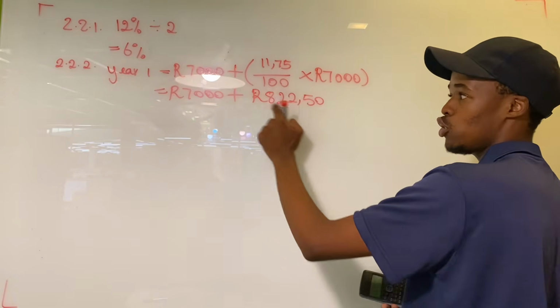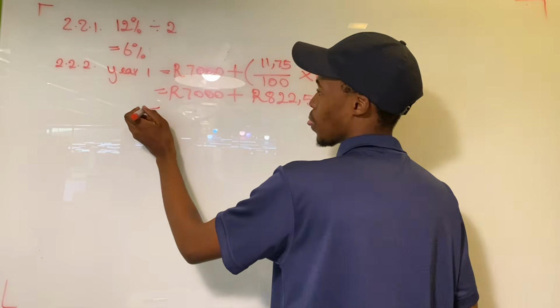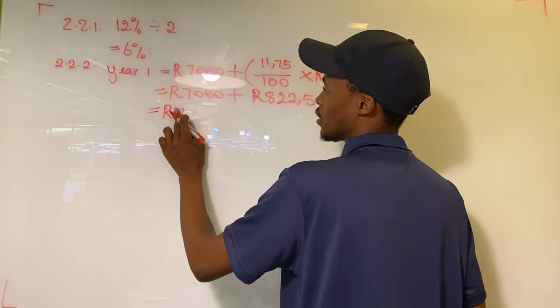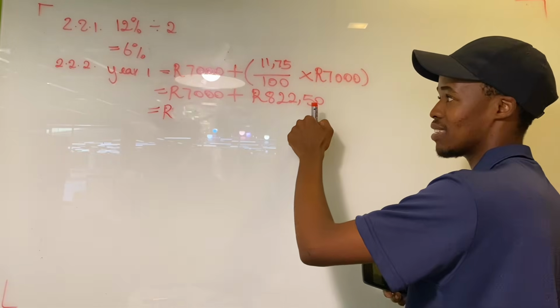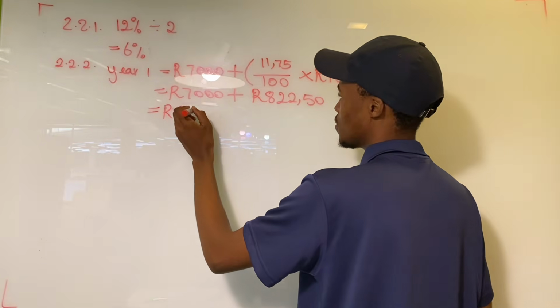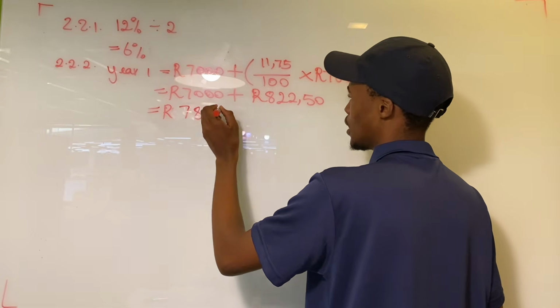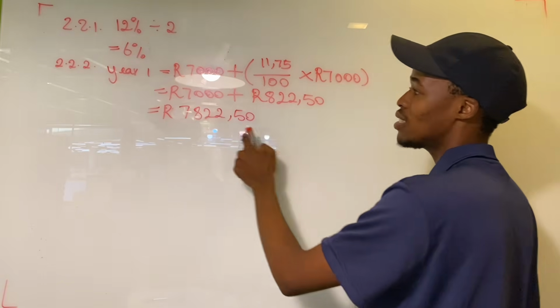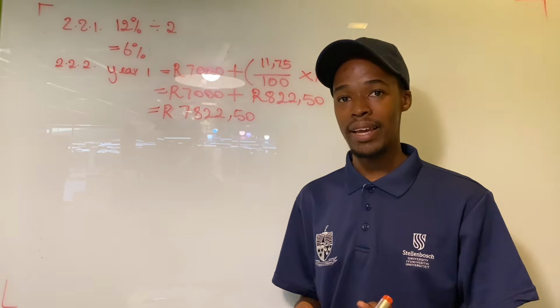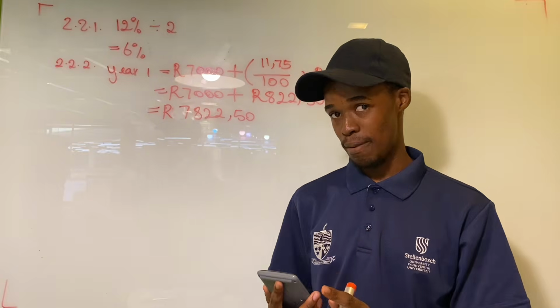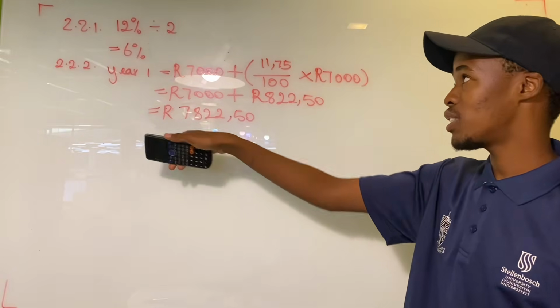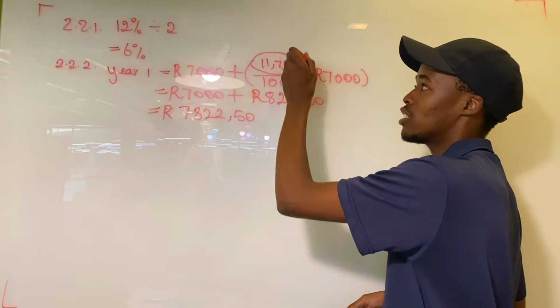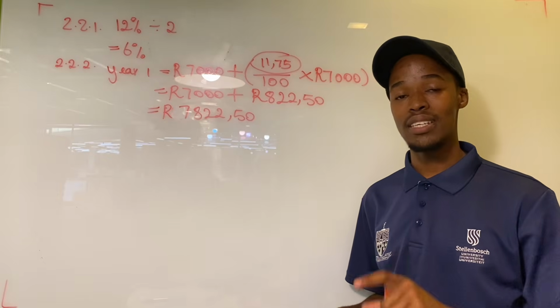So we add these two amounts together now. We say 7,000 plus this amount, it's just going to be 7,822 rands 50 cents. So this is the amount of money that he has to pay back by the end of the first year. Okay, so we're done with the first year. He only had to pay an additional 11.75% interest.